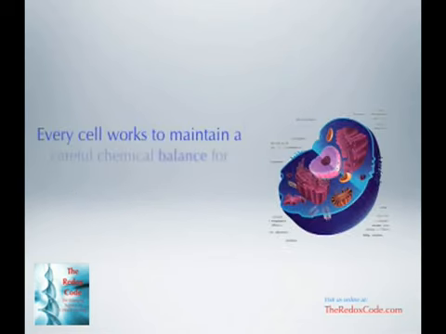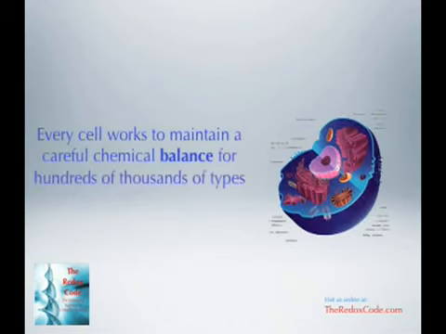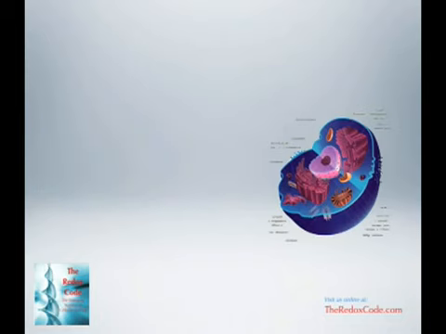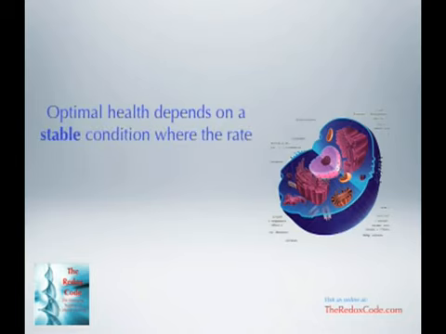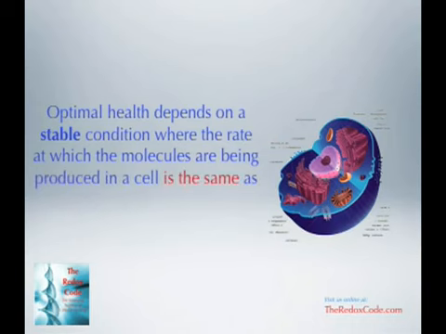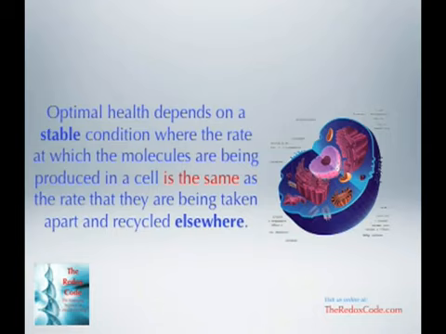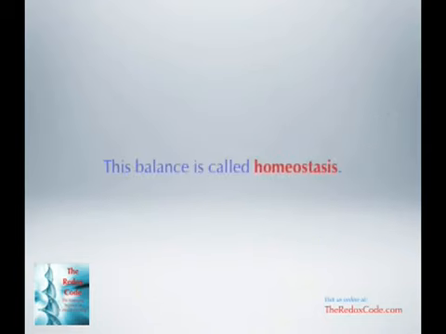Every cell works to maintain a careful chemical balance for hundreds of thousands of types of molecules that are within it. And optimal health depends on a stable condition where the rate at which the molecules are being produced in a cell is the same as the rate that they are being taken apart and recycled elsewhere. This balance is called homeostasis.